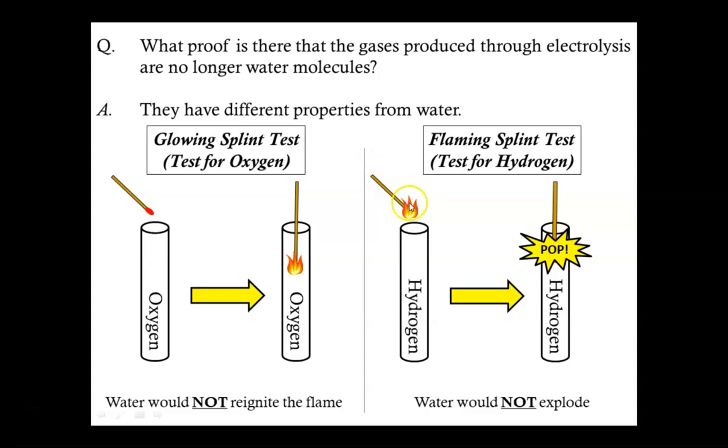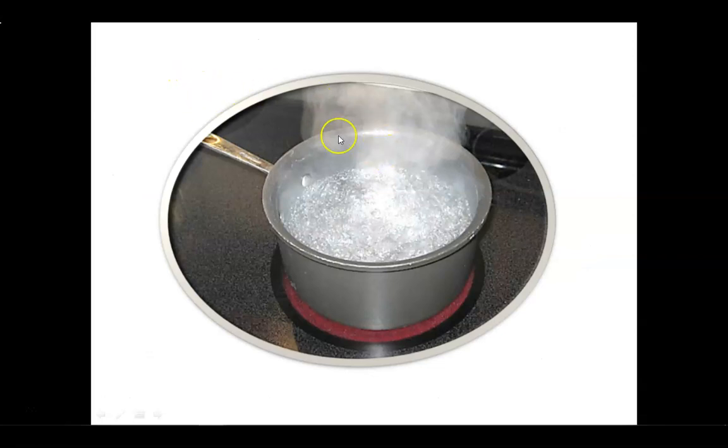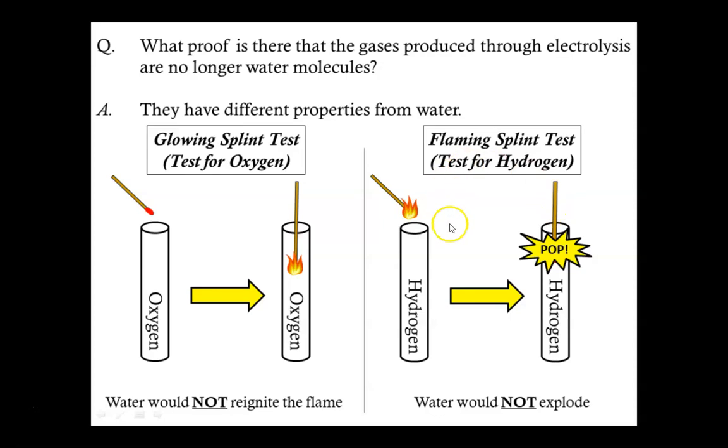Now, if you try to put a flaming splint into hydrogen, the hydrogen will explode, making a popping sound. But if you put a flaming splint into the steam, it's going to go out. Once again, two different properties for two different substances.